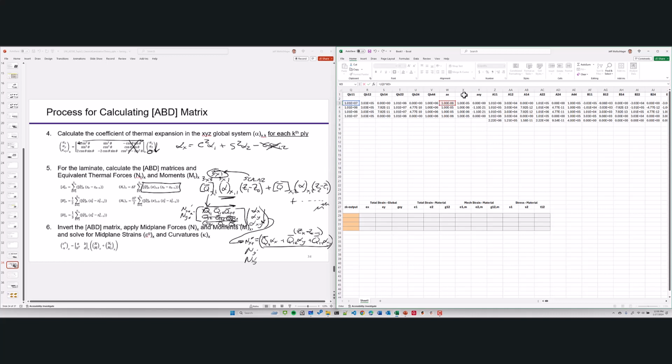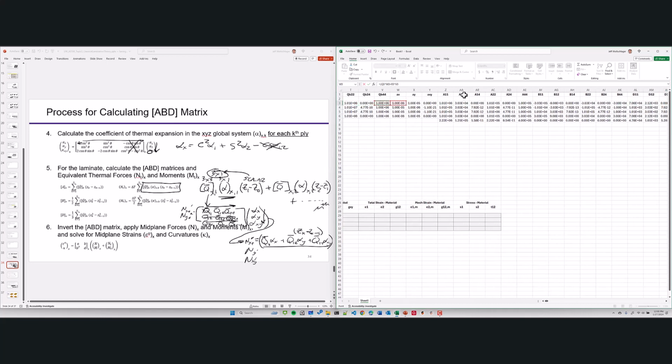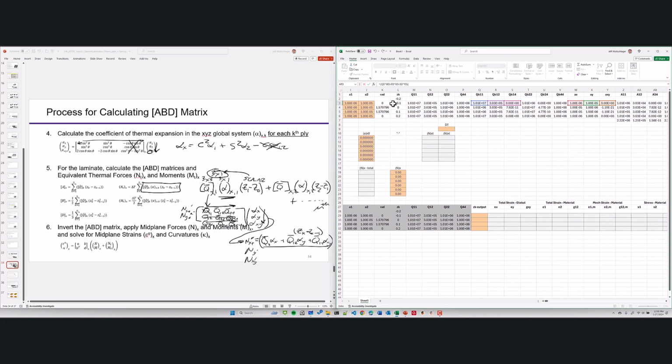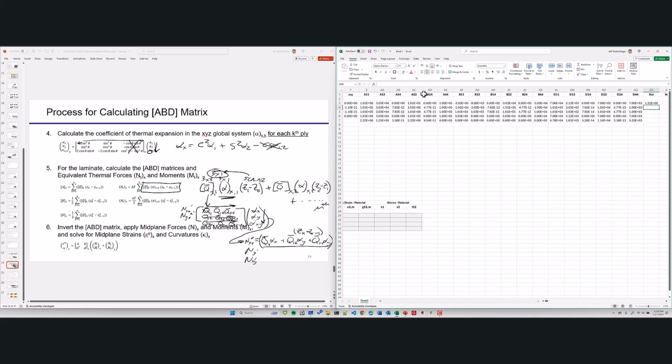That's a big thing. Okay, and then Q bar 1 2 times the alpha y, plus Q bar 1 4 times the alpha xy. And that's the first part of that. And then I need to do my z k minus z k minus 1 on top of that, but I forgot a times sign there to multiply. And that is my first ply nx. But then I have to do the second term, still for the first ply.